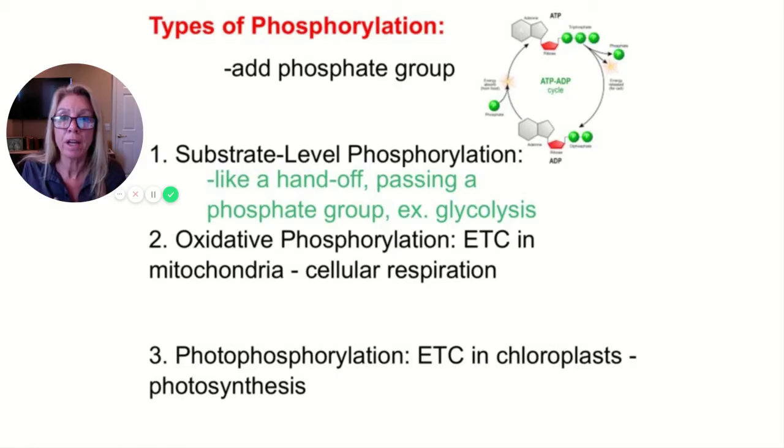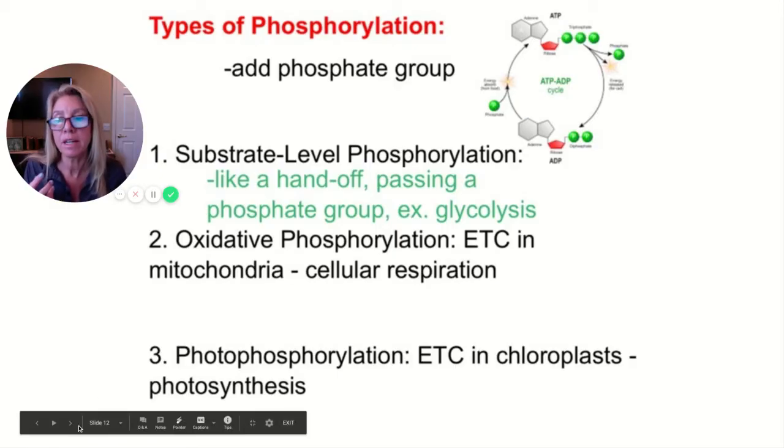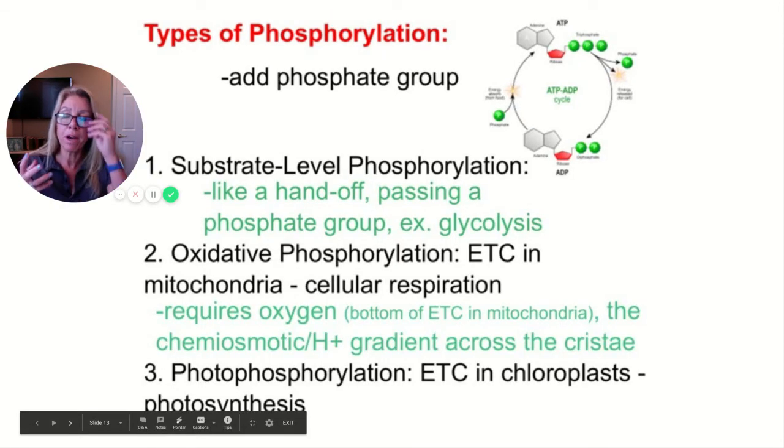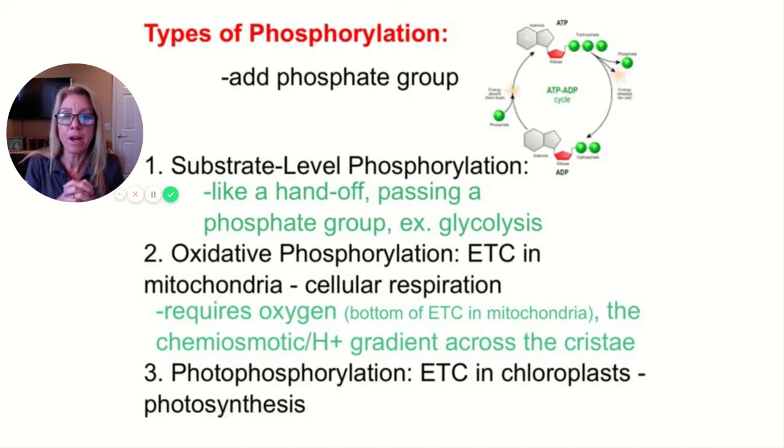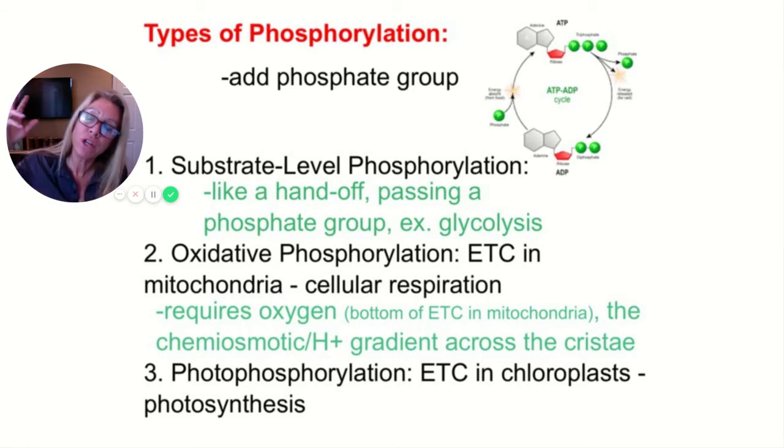The second way you can phosphorylate is oxidative phosphorylation. And this is what I'm talking about in that final step in the mitochondria, where oxygen is the final electron acceptor, forming water. In this electron transport chain, you generate a tremendous amount of ATP. This is the efficient, best way to make ATP. So on oxidative phosphorylation, it requires oxygen, and the oxygen is the final electron acceptor at the bottom of the ETC, and you see this in mitochondria.